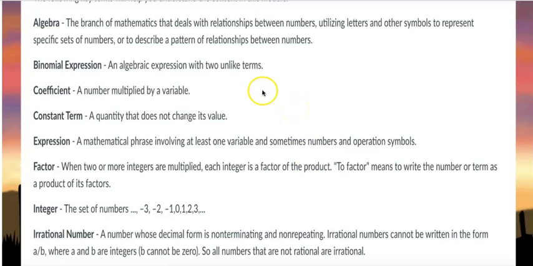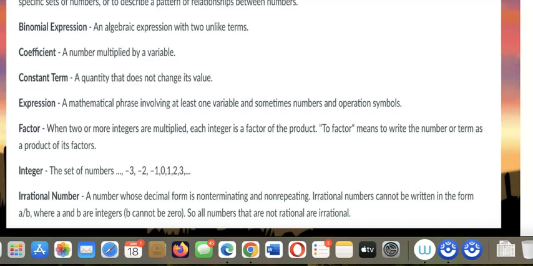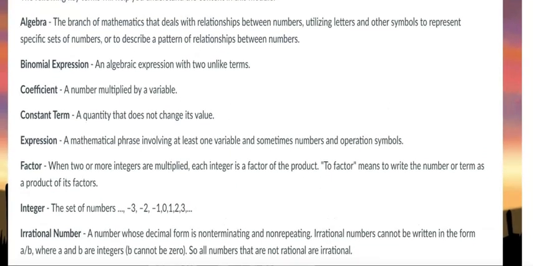Next is our coefficient, a number multiplied by a variable. So for example, if I am having something like 5x squared, what is this 5? This is known as the coefficient of this expression, because it is multiplied by a variable. X is what? X is your variable over here.